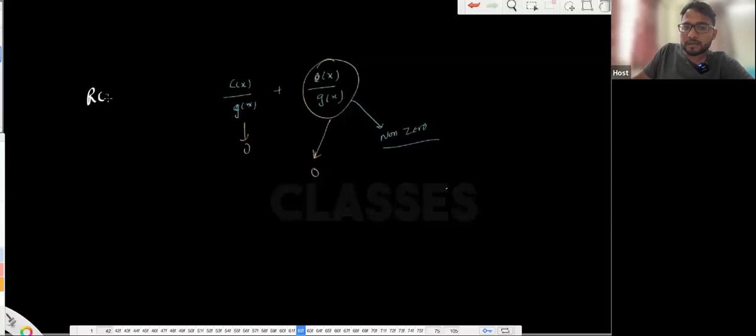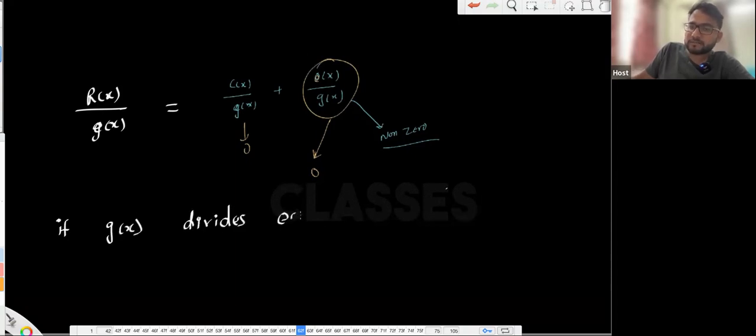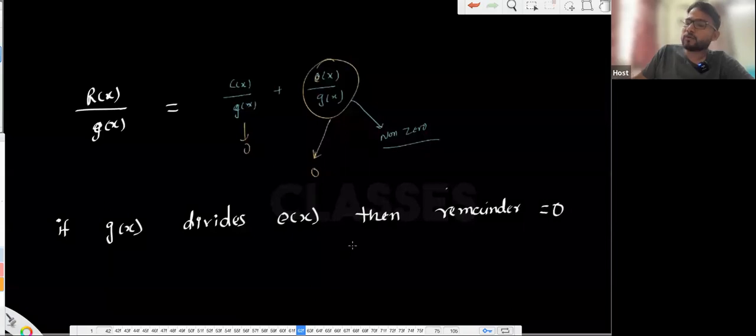Now what will I say? This is Rx upon Gx, right? I will say that if this Gx is dividing the received code word completely, it is the same as saying Gx is dividing this Ex completely, then it will be 0, right? So I will say if Gx divides Ex, then the remainder of Rx upon Gx is 0.